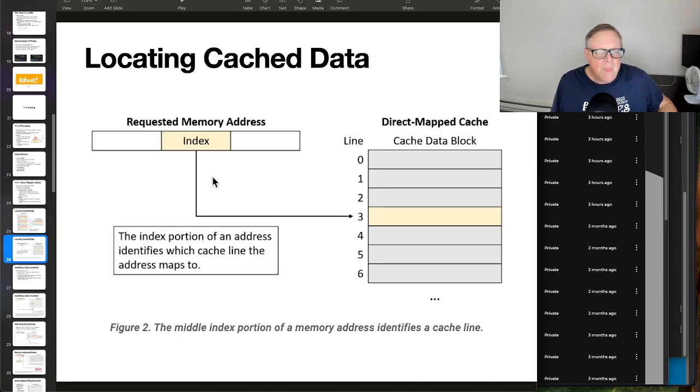Now when you request memory, the lower bytes of the address will identify where it would be within a line. Some bytes in the middle will determine which stripe it is, which line. All you need is to take a few bytes out of the middle of the address to determine which one of these cache lines it maps to in a direct mapped cache.